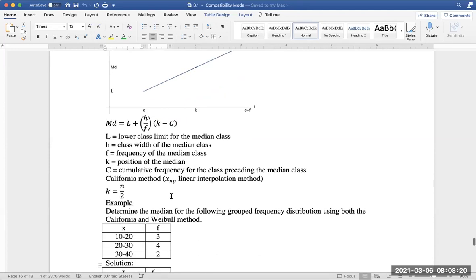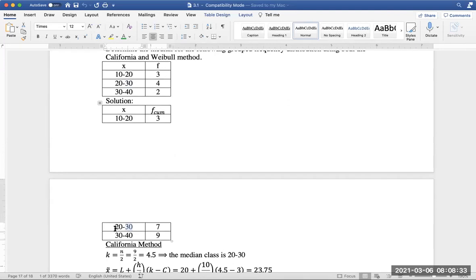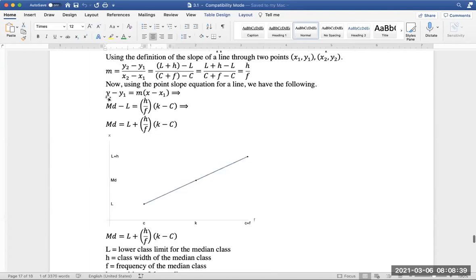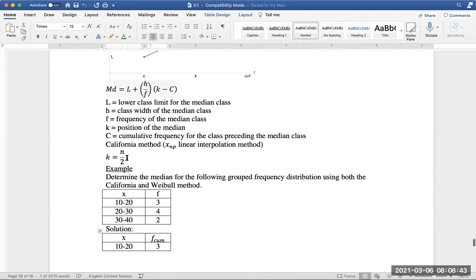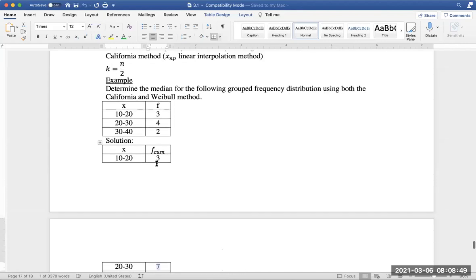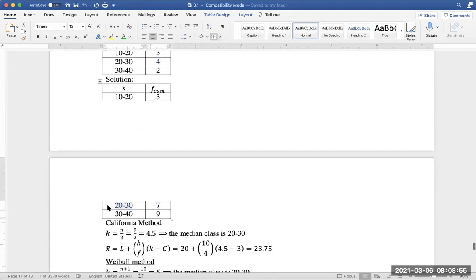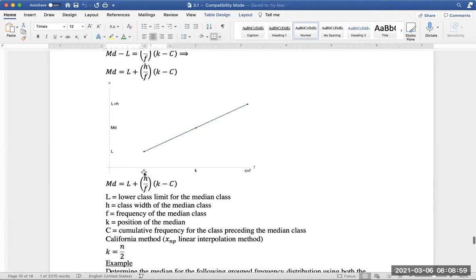Now, the class width here is H. So if I look at the upper class limit, I just take L and add to it H. So L plus H. The corresponding cumulative frequency is the previous cumulative frequency C plus the frequency of the median class.